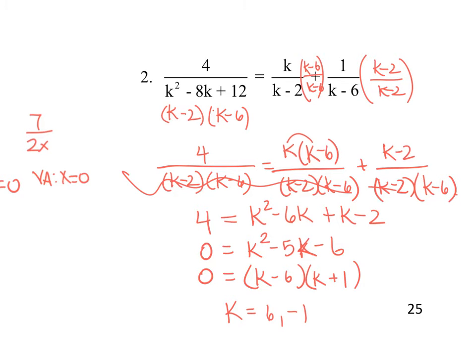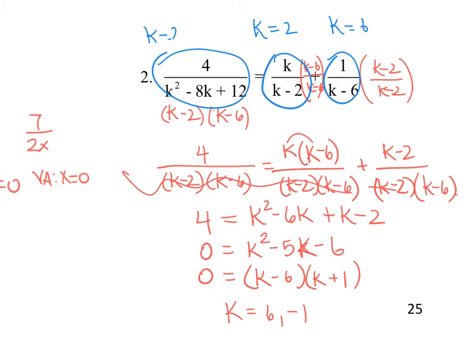Again, we have to go back and check for our extraneous solutions. What are extraneous solutions? They're the domain errors. They're where the vertical asymptotes are, if you were to graph these separately. What would be our vertical asymptote here? K equals 2. What would be our vertical asymptote here? K equals 6. What would be our vertical asymptote here? Both of them, right?